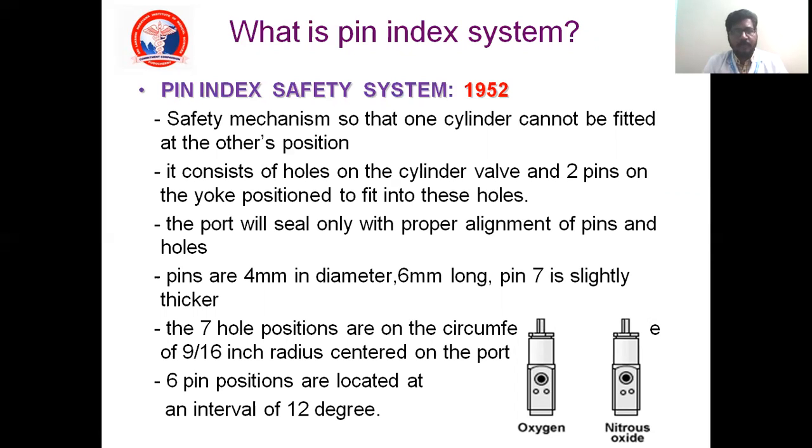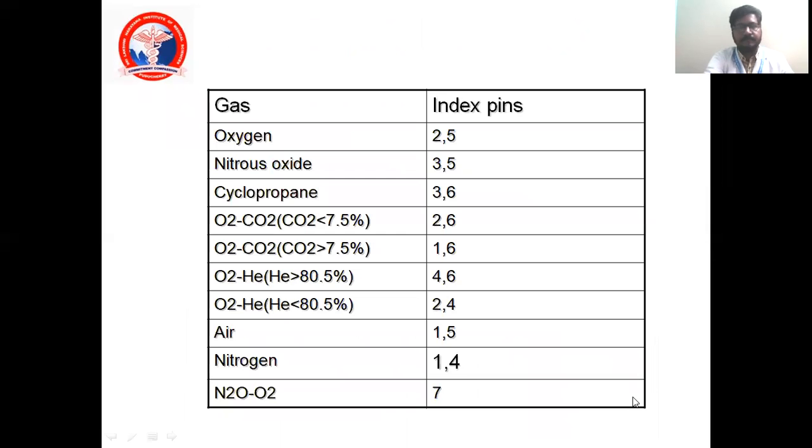The pins are 4 millimeter in diameter, 6 millimeter length, and the pin number 7 is slightly thicker than the other pins. The 7 hole positions are in the circumference of 9/16-inch radius center to the port. It is very important. Please try to note it down. And the 6 pin positions are located at an interval of 12 degrees. As you can see here, this is the pin index for oxygen, and this is the pin index for nitrous oxide. And these are the various pin index systems for various gases. We are going to focus only on air, oxygen, nitrogen, and NOx.